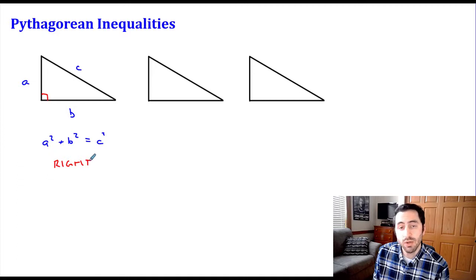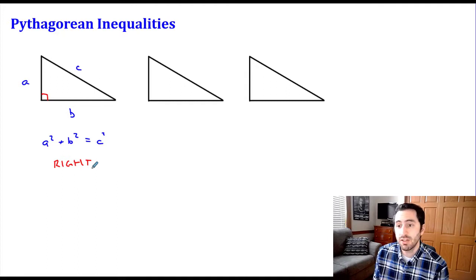Now, what if we don't have a right triangle though? That's what the Pythagorean Inequalities Theorem is going to do for us. What this is going to give us is a way that we can test to see if we have a right triangle, an acute triangle, or an obtuse triangle. So long as this equation is true, we know we have a right triangle.